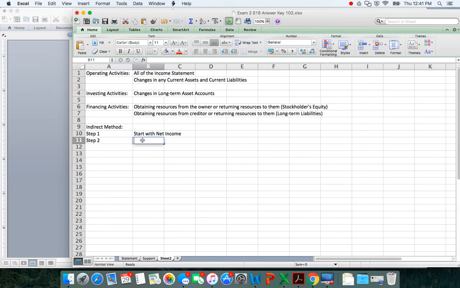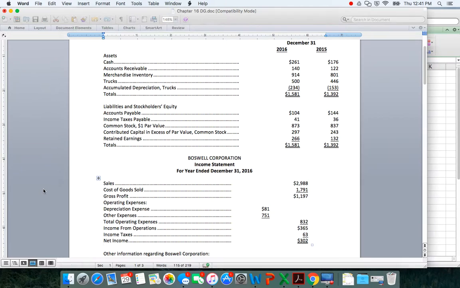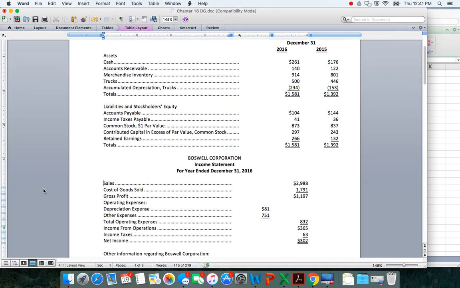Step 2, adjust for any non-cash items from your income statement. What we mean by non-cash items is literally that: something on the income statement that does not and will not ever involve cash. As I look through the income statement, what I really want to think about is, does this item at some point result in cash?